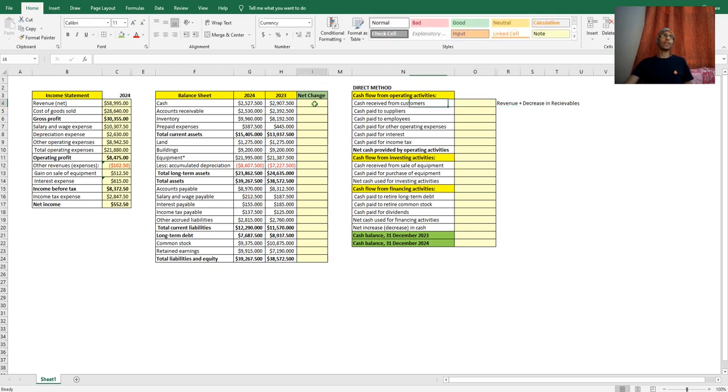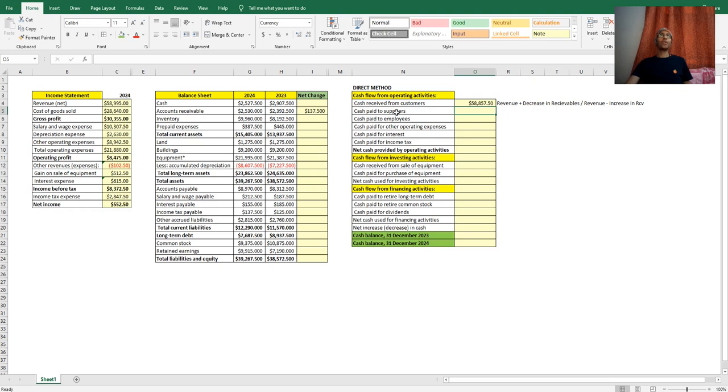So here what is the case? Let us see that. In case of receivables, this is 2530 minus 2392. So there is an increase in receivables. So this can be written as revenue minus increase in receivables. Therefore, this will be revenue minus increase in receivables. This is the value, friends.